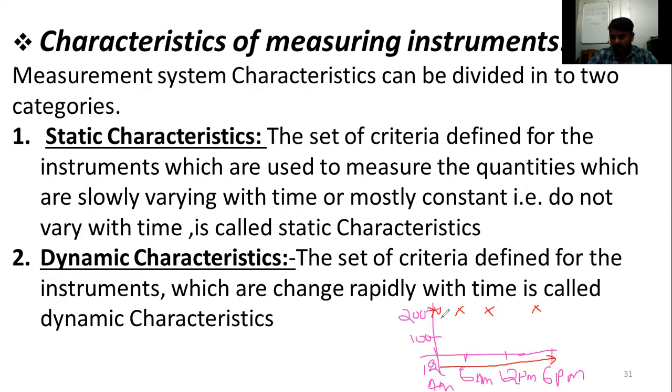But what is the output here? Is the output varying or constant? Constant. With time, it is not varying. It varies from 200 to 199.99, which is negligibly small, so it is not varying with time. That is called static characteristics. It is a constant. The quantity we have measured here is the voltage. That is called static characteristics. Is it clear now?